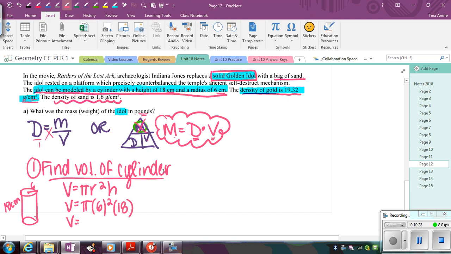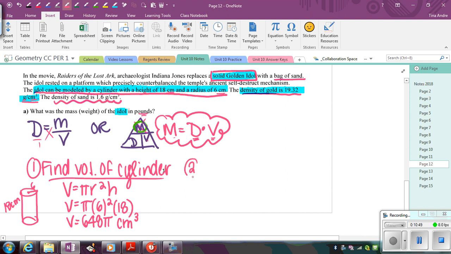I'm going to leave this in terms of pi because this is just the beginning of this problem. I do not want to round until the very end. So when I leave that in terms of pi, I'm getting 648 pi. Again, units are so important here to make sure you're keeping everything straight. So 648 pi cubic centimeters.